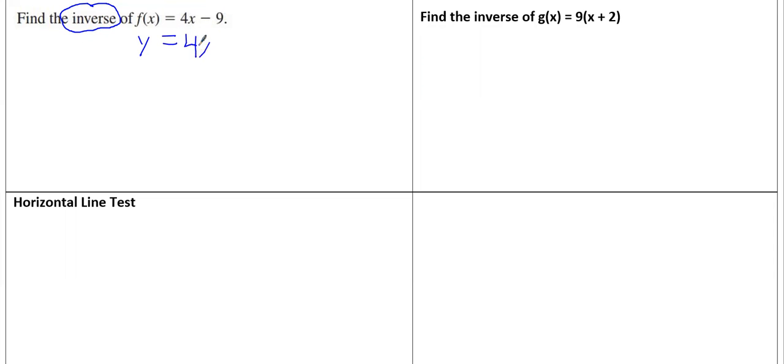Y. So gorgeous. Look at this. Then you want to take your output, which is y, and switch it with your input, which is x. You get x equals 4y minus 9. Now we have to solve for y because we want to make the input the output.